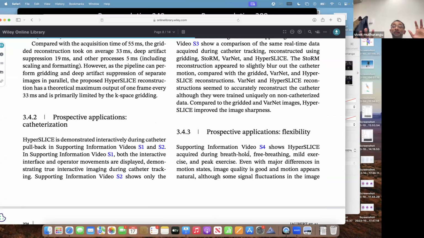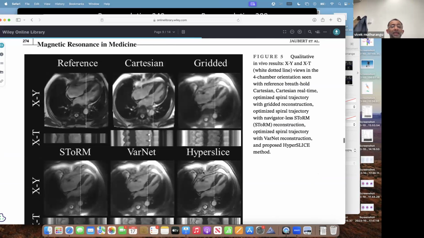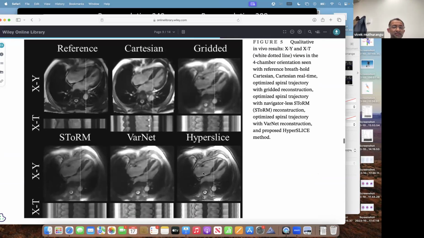So in the prospective, we took 10 patients. We compared just regular Cartesian breath hold imaging, just run-of-the-mill stuff, but of course high quality, with our spiral HyperSLICE, so reconstructed with fast DVDNet, but also reconstructed with STORM, which is a state-of-the-art compressed sensing, and a spiral VarNet, so state-of-the-art, or relatively state-of-the-art, non-Cartesian unrolled ML. So let me just show you some pictures of that, and then I'm going to show you some videos because I think that shows you better.